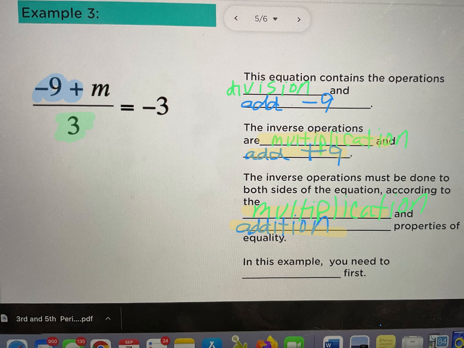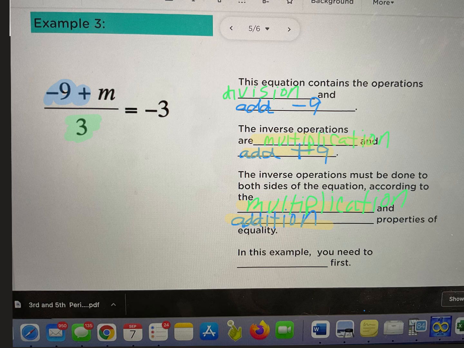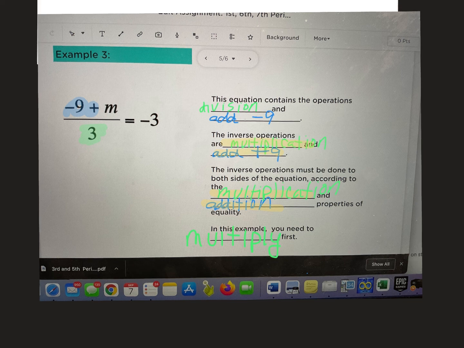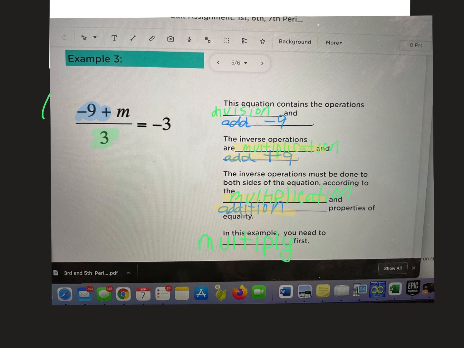Now, as opposed to the previous example, when it didn't matter what order you did it in, in this example, order matters, okay? And this is why I don't like how middle school teachers tell you, hey, get rid of this guy first, because you can't get rid of that guy first. Until you get the 3 out of that denominator, you cannot get rid of that 9. In this particular case, you have to multiply first, because you've got that -9 and that m, they're like trapped on top of there for right now. So what you're going to have to do is multiply by 3.